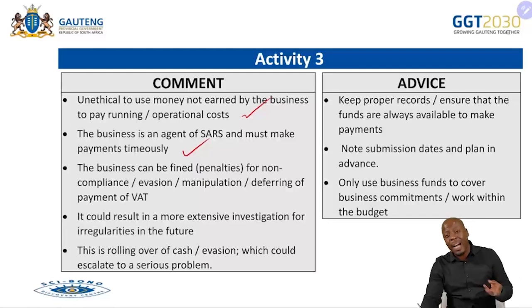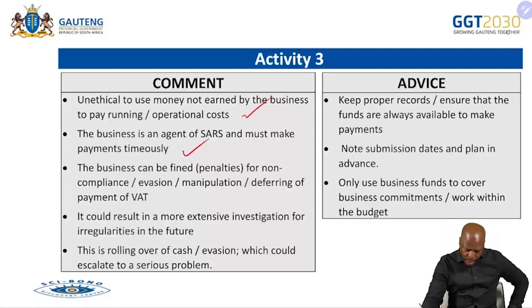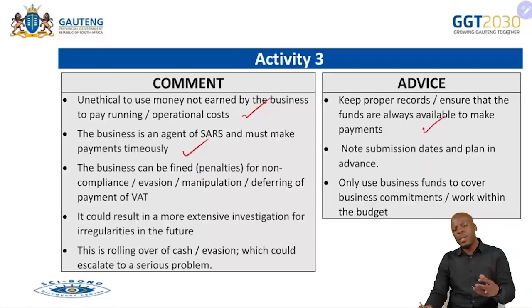This is now the advice that you need to give to Amahle. There is need to keep proper records and ensure that funds are always available to make payments. Because the problem here is we are taking the money that is due to be paid over to SARS to pay our business expenses. So we need to keep proper records so that whenever we collect our monies, we are able now to pay for business expenses without having to take the money that is due to SARS.